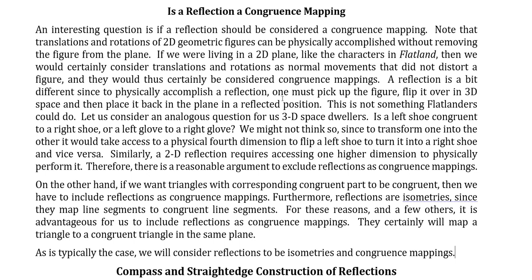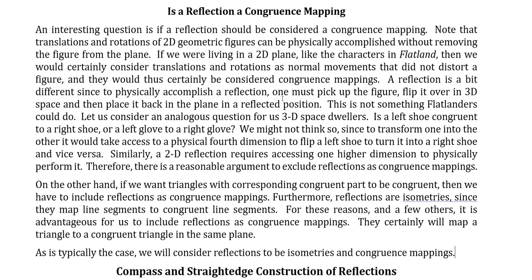Therefore this is a reasonable argument to exclude reflections as congruence mappings. On the other hand, if we want triangles with corresponding congruent parts to be congruent, then we have to include reflections as congruence mappings. Furthermore, reflections are definitely isometries since they map line segments to congruent line segments. And we want all isometries to be congruence mappings. So for these reasons and a few others, it's advantageous for us to include reflections as congruence mappings. They will certainly map a triangle to a congruent triangle or a line segment to a congruent line segment and so forth in that same plane.